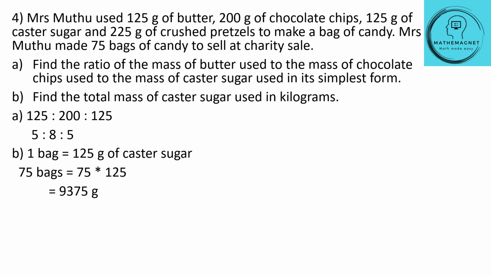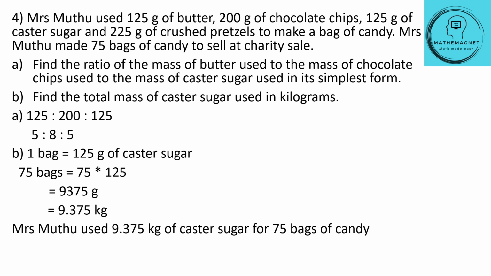Now the question clearly says we need to mention it in kilograms. So 9375 grams is equal to 9.375 kg, because 1 kg equals 1000 grams. So basically 9375 grams will be equal to 9.375 kg. So Mrs. Muthu used 9.375 kg of caster sugar for 75 bags of candy.